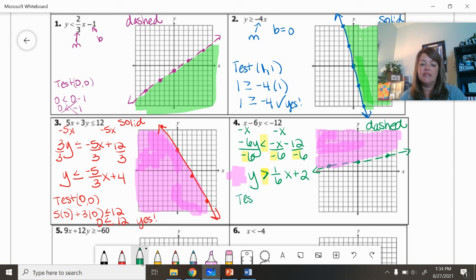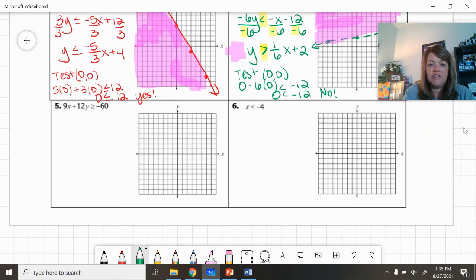I'm going to test it in the original one and show you. It'll say 0 minus 6 times 0 is less than negative 12. This is going to say 0 less than negative 12. Nope, 0 is not less than negative 12. Negative 12 is less than 0. So 0, 0 is not included in my shading. That's perfect. I did not include 0, 0 in my shading. I shaded above that, not below it. Okay. All right, let's do 2 more.